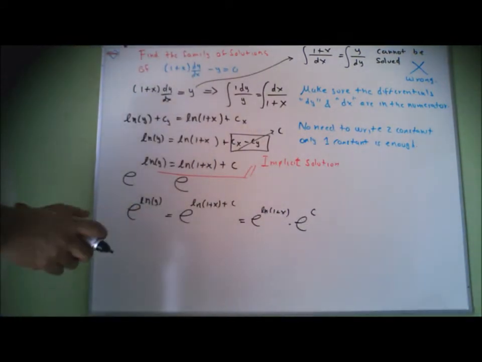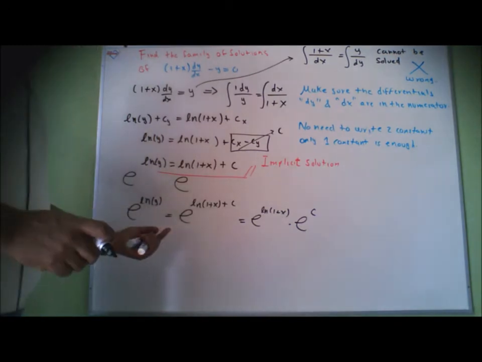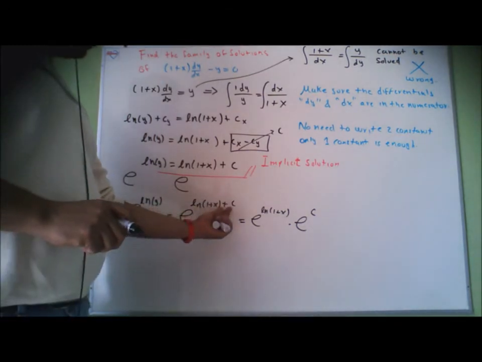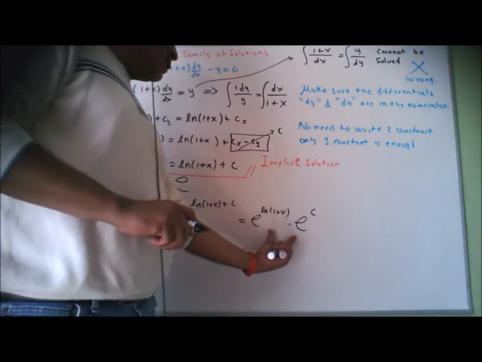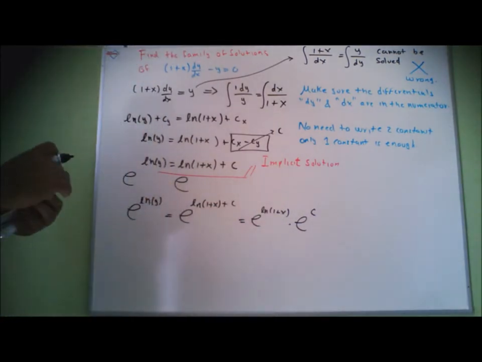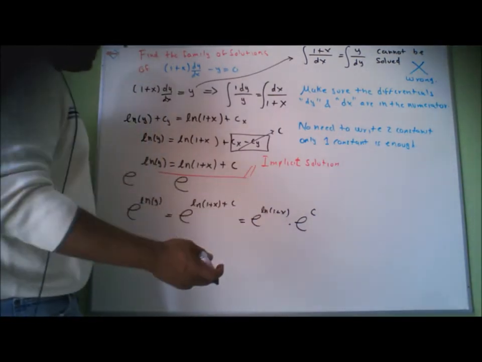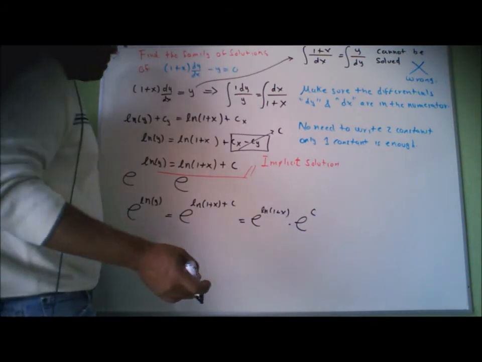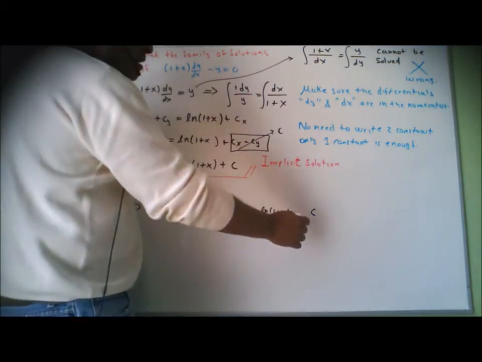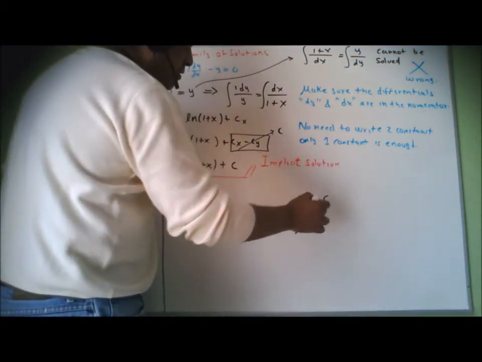I'm using the property of the exponentials, or of the power. If you have an addition in the exponent, it means that you have a multiplication. Alright? Okay, the exponential of a constant is also a constant, so there is no need to write the exponential of the constant. This is just another constant.